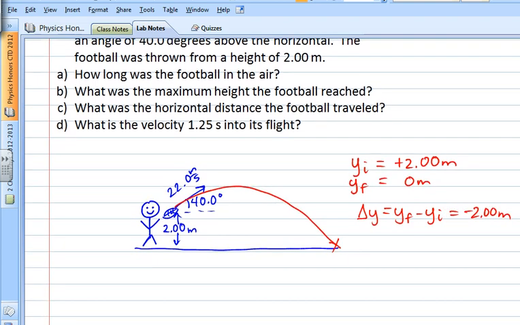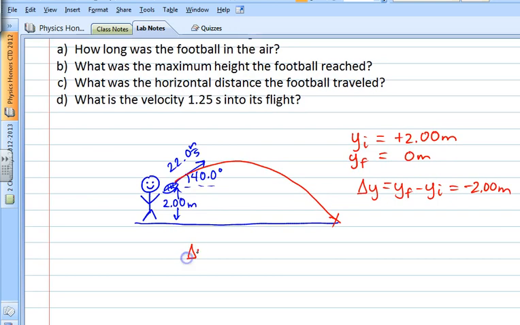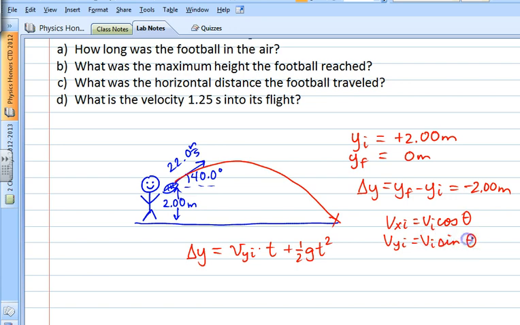So when we set this up for our delta y equation, delta y is Vy initial times t plus 1/2 g t squared. And again, we need to write Vx initial is V initial cosine, and Vy initial is V initial sine. I'm not going to write these out; by now, you should have some idea how to do that. So Vx initial turns out to be 16.9, and Vy initial is 14.1. If you're unsure about where those came from, please look back at previous videos.